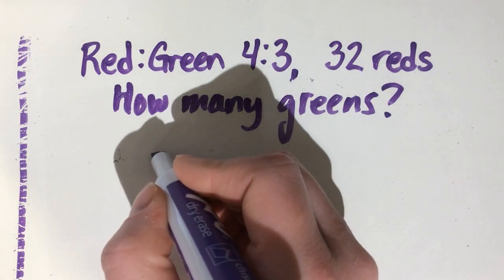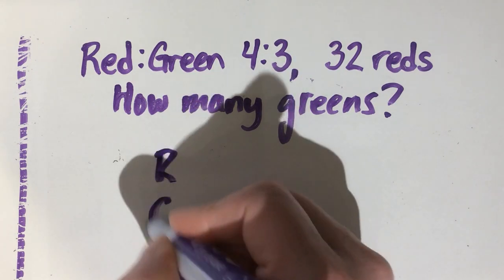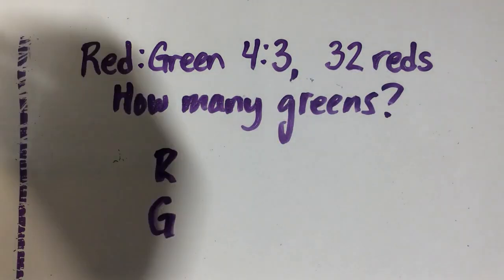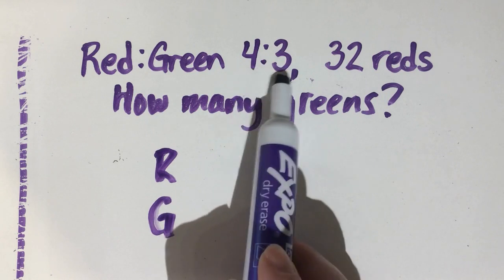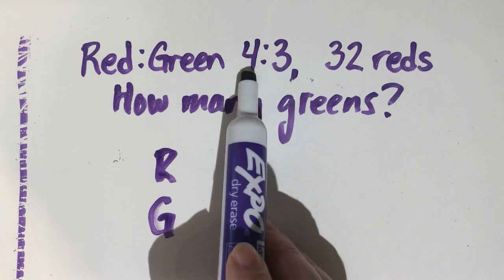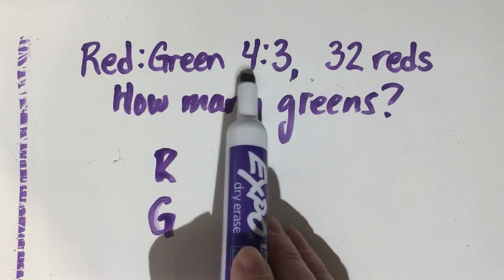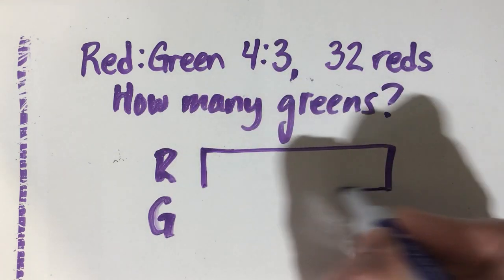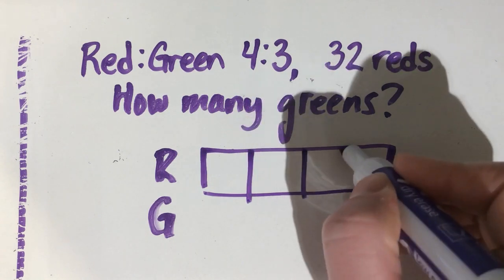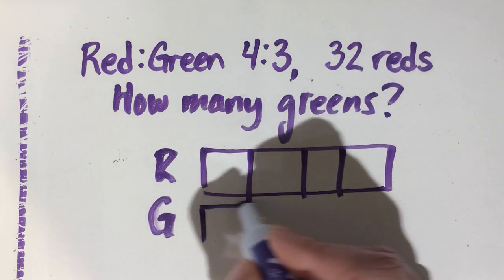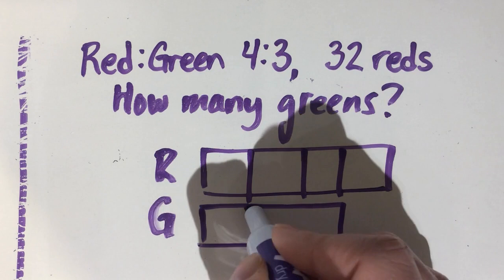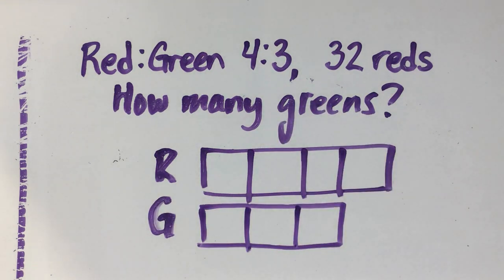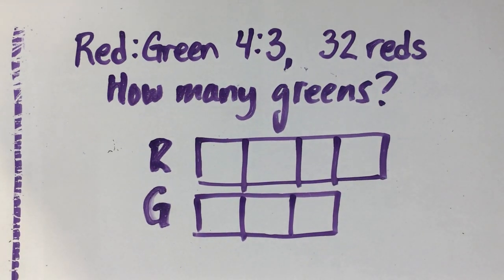So I'm going to set up my tape diagram, I'm going to label my reds and my greens. And we always take that ratio and we're just going to draw it out visually. So red, the first is going to get 4, green is going to get 3. So I'm going to start that with just my rectangles. Okay, 1, 2, 3, 4. Green gets 3. 1, 2, 3.